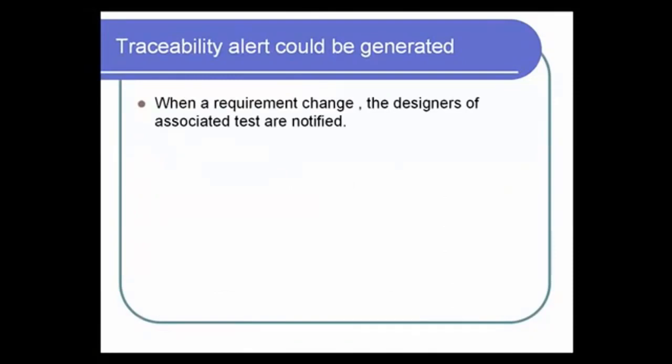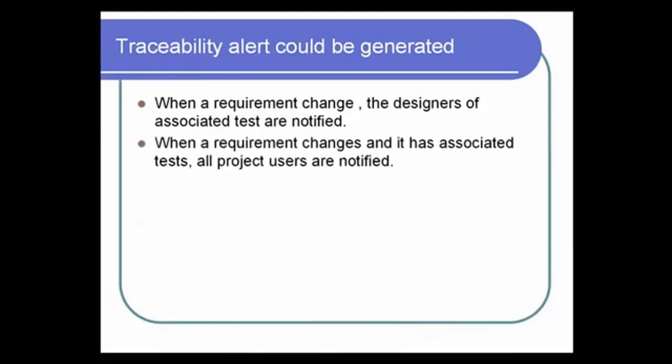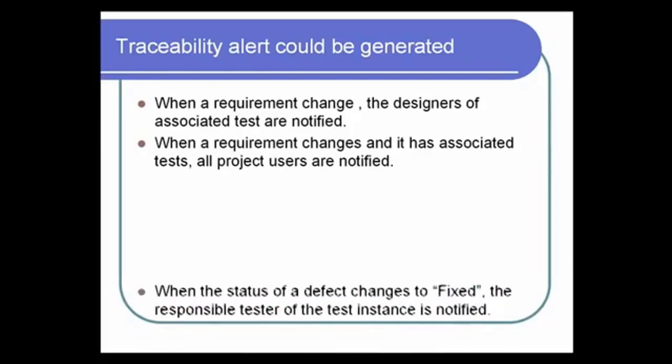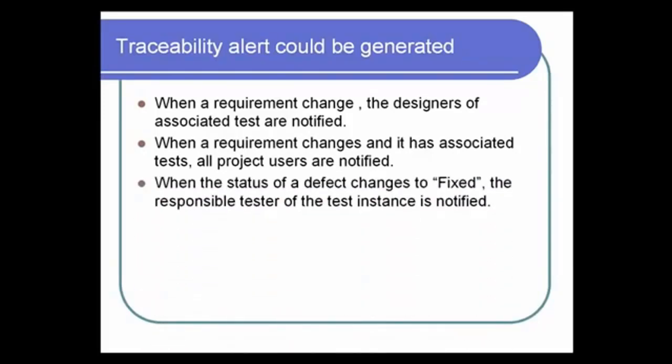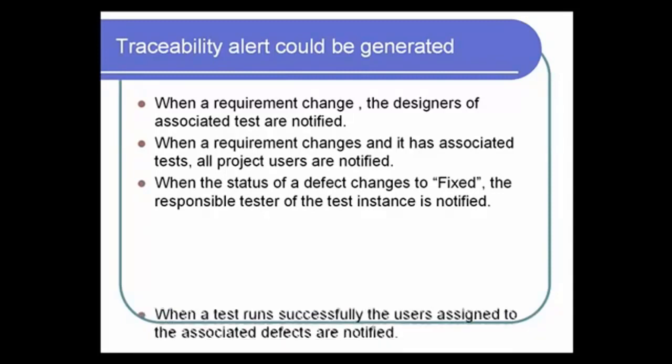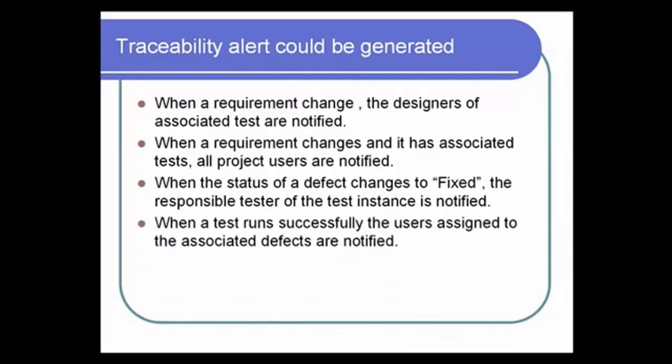The following are the scenarios when a traceability alert could be generated. First, when a requirement changes, the designers of the associated test are notified. When a requirement changes and it has an associated test, all project users are notified. When the status of a defect changes to fixed, the responsible tester of the test instance is notified. When a test runs successfully, the users assigned to the associated defects are notified.